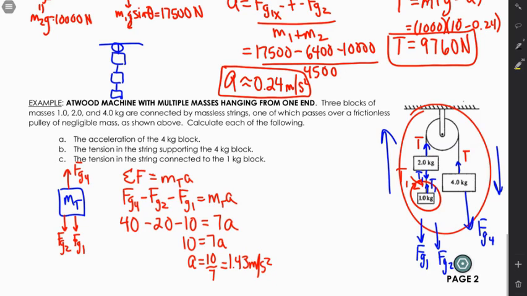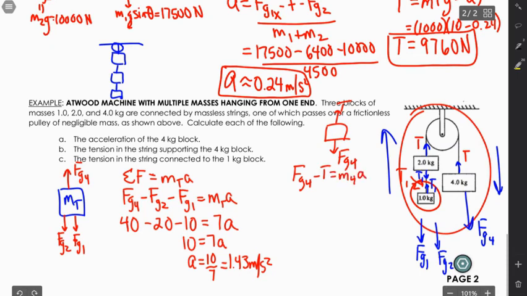Okay? Now let's find the tension in the string supporting the 4 kilogram block. So now I say, what do I have acting on the 4 kilogram block? I have the weight of the 4 kilogram block, and then I have T up, right? And this wants to go down. So officially, when I sum the forces, it's going to be FG4 minus T equals M4A.